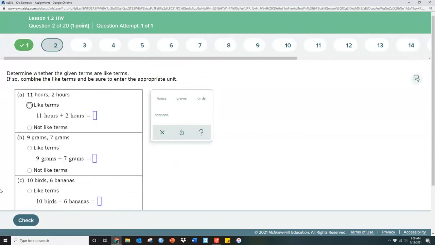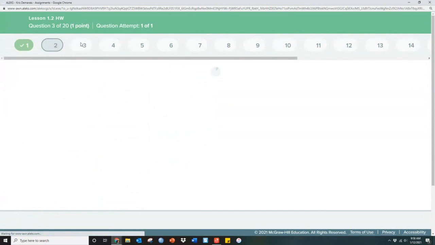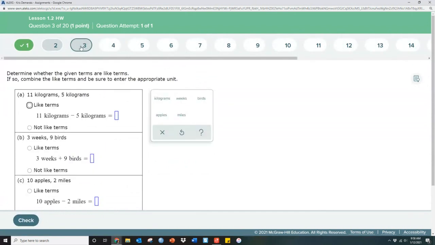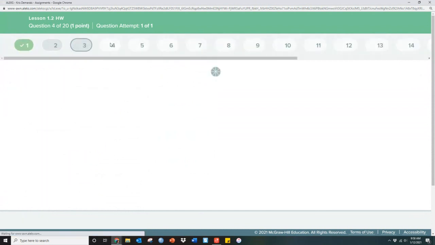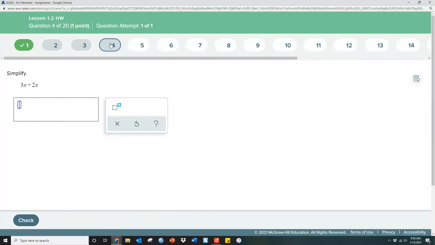So let's take a look at the next one. I think you can go ahead and do this one without me continuing to talk about it. Hours and hours are the same, grams and grams are the same, but birds and bananas are not. Likewise, same thing. If you do need me to go over something else, let me know. If there's 2 and 3 that would have been beneficial to you, just raise your hand or say something, and I'll go ahead and go over it.